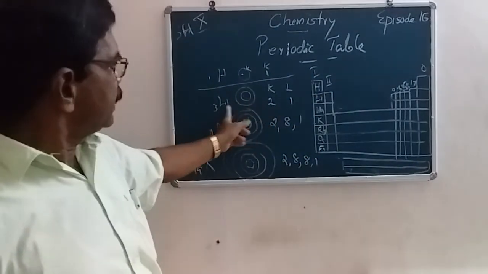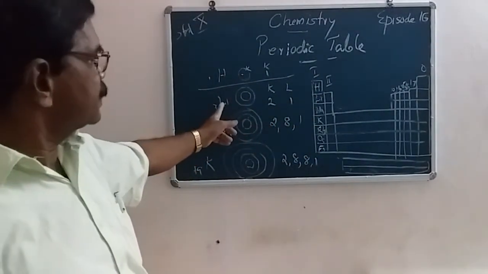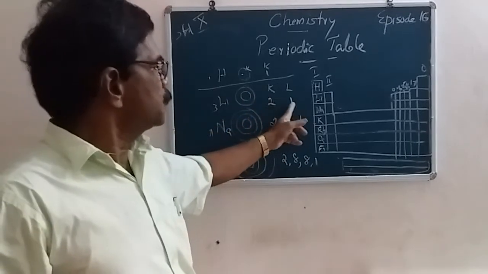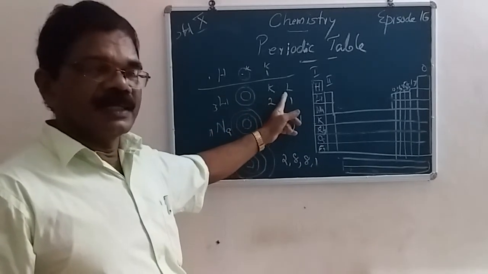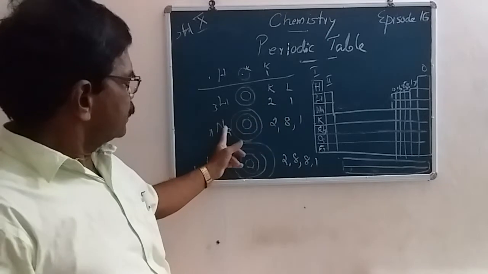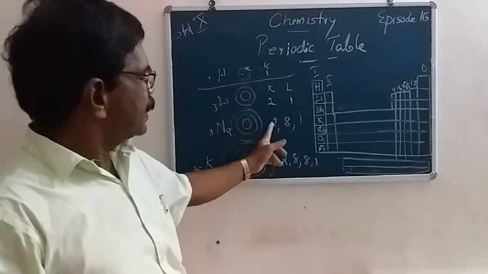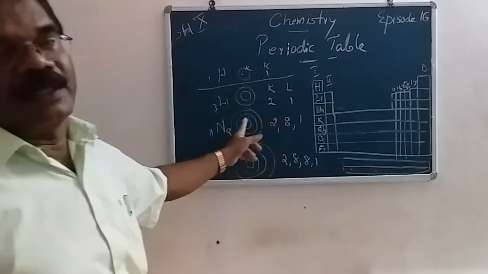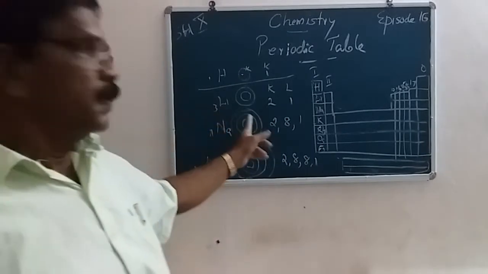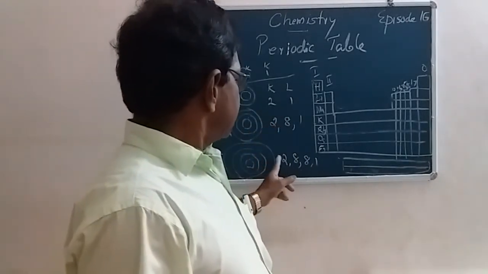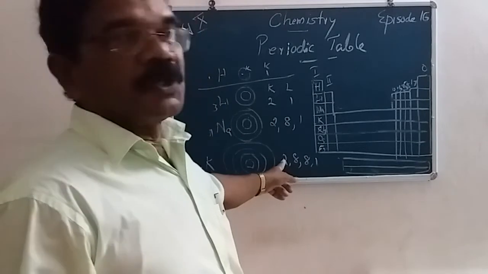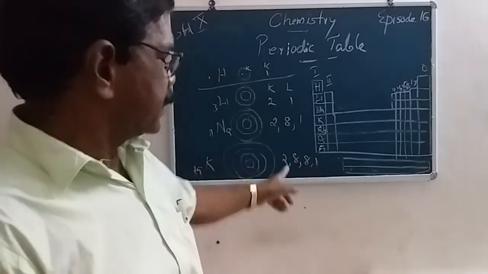Please note that hydrogen has only one shell, the K shell. Lithium, atomic number 3, has electron configuration 2, 1: K shell 2 and L shell 1, so 2 shells. Sodium has 3 shells, atomic number 11, electron configuration 2, 8, 1. Potassium, atomic number 19, has 4 shells.